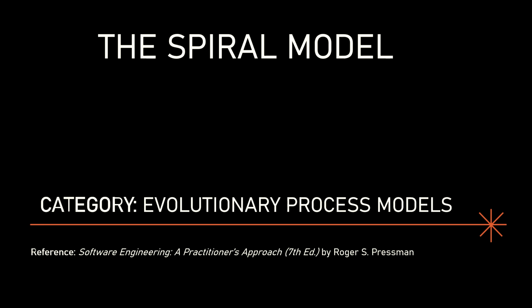The topic of discussion today is the spiral model, which comes in the category of evolutionary process models. In the previous class, we have discussed the prototyping model, which was also categorized as an evolutionary process model. These slides are based upon Software Engineering: A Practitioner's Approach, a book written by Roger S. Pressman. So let us start the introduction of the spiral model.